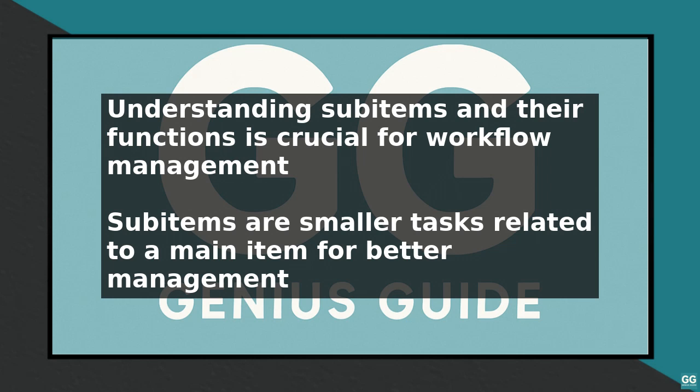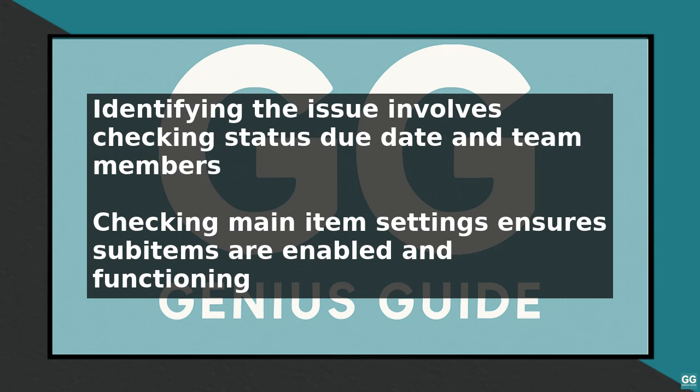The first step in troubleshooting subitems is to identify the issue. This can be done by checking the subitem's status, due date, and assigned team members. If a subitem is not updating correctly or is not appearing as expected, check the main item's settings to ensure that subitems are enabled. Next, check the subitem's dependencies. If a subitem is dependent on another item, it will not be updated until the dependent item is completed. To resolve this issue, check the dependent item's status and update it if necessary.